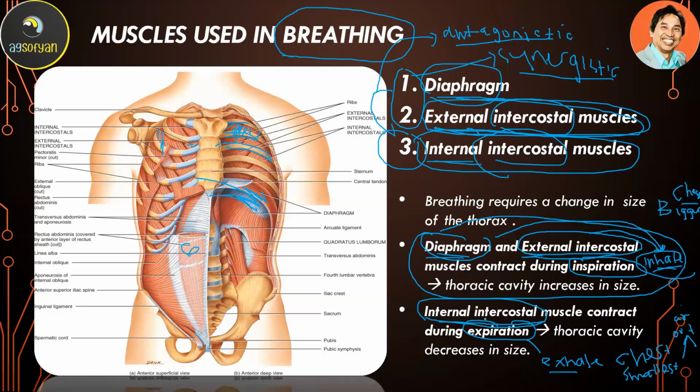The internal intercostal muscle, when it is contracted, will press our chest and make it smaller. It will push the air out. When the diaphragm and external intercostal muscle contract, they will make our chest bigger, and then the air will be entering into our chest, into our lungs from outside.